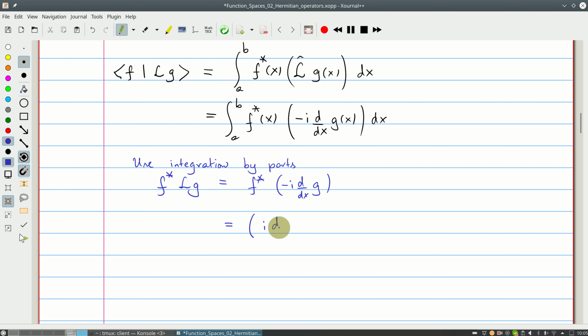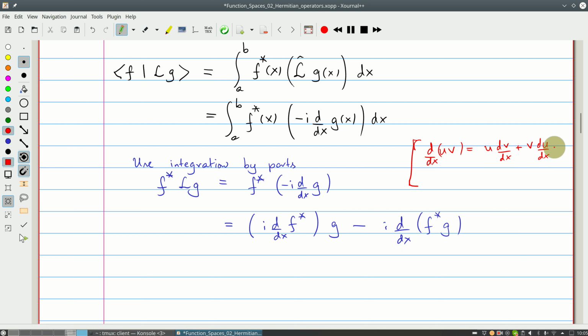So we have an i d by dx of f star g, and then we will have the term we need to subtract off, f star g. Now the way I remember this, and I hope you do something similar, is d by dx of u times v is equal to u dv by dx plus v du by dx, and use this formula to figure out what you need to do to get this.